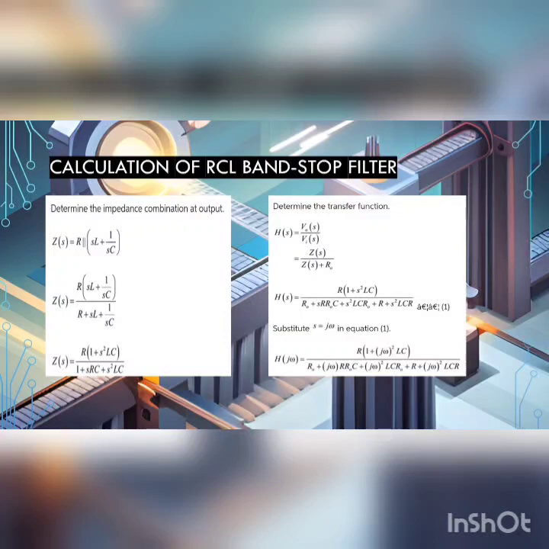After that, we determine the transfer function, which is H equal to V naught S divided by V1 S equal to Z times S divided by Z times S plus R naught, so H equal R times (1 plus S squared LC) divided by (R naught plus SR R naught C plus S squared LC R naught plus R plus S squared LCR). And then we substitute the S to J omega in the equation, which is H of J omega equal to R times (1 plus J omega squared LC) divided by R naught plus J omega R naught C plus.